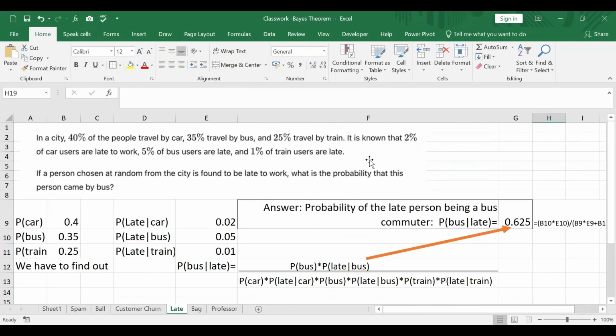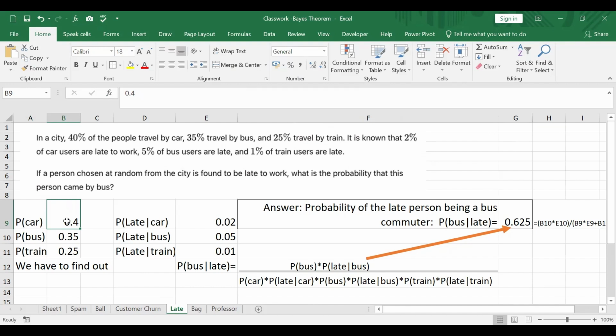In a city, 40% of the people travel by car, 35% travel by bus, 25% travel by train. It is known that 2% of the car users are late to work, 5% of bus users are late, and 1% of the train users are late. A person chosen at random from the city is found to be late to work. What is the probability that this person came by bus?